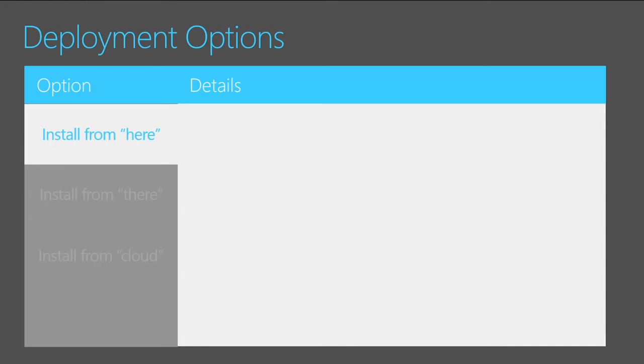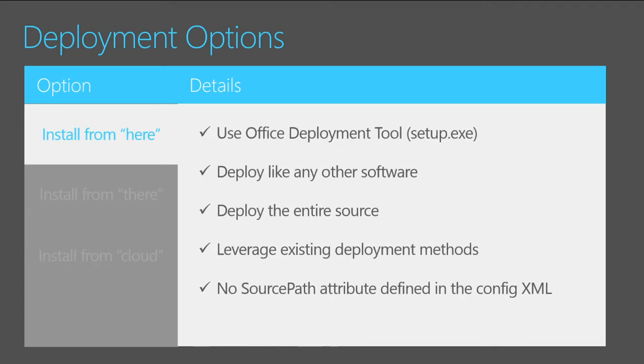And we'll talk about that shortly. So, as we talked about, we have this install from here, right? We're going to use the Office Deployment Tool to quick set up that exe file. We're going to deploy it just like any other piece of software, where we're deploying the entire source onto the local disk, into the cache. It executes from there, and it's going to go ahead and install the actual full bits.